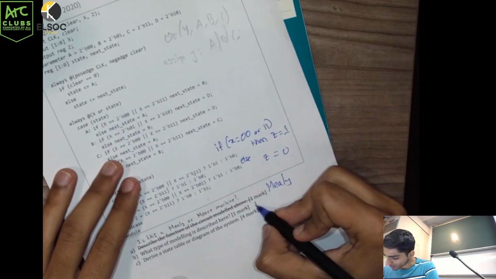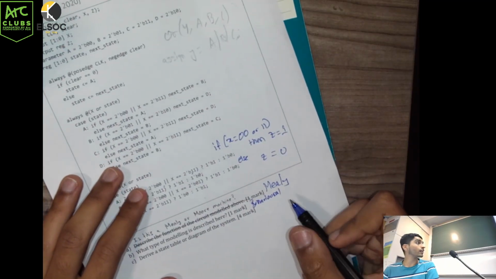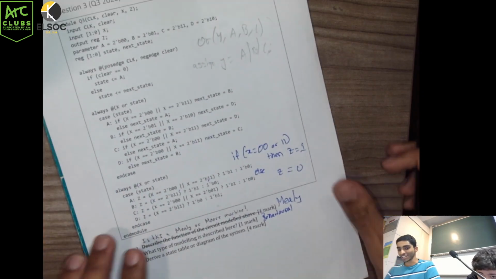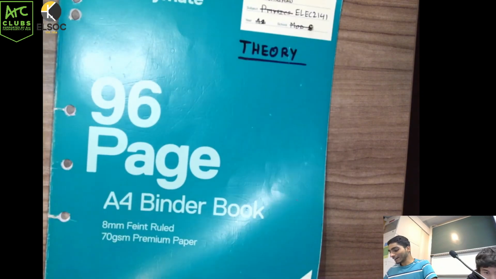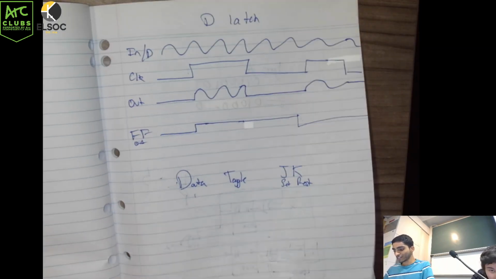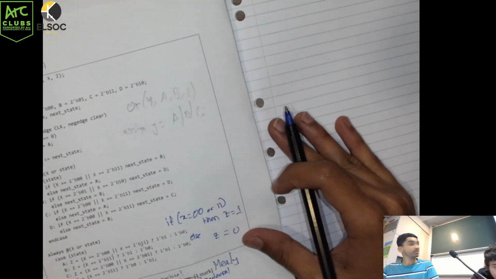So the answer to this one is behavioral. I hope that's how you spell it. I don't know if you can read that. Finally, derive a state table. Okay. Latch, flip-flop, latch, that. Cool. Final question. Derive a state table.